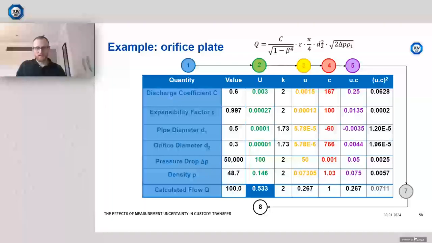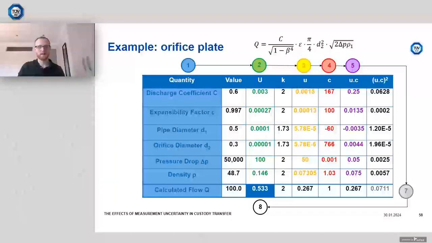And then the next stage is to combine them using what's called the root sum squared method. So the way this works is that it essentially takes credit for the fact that the uncertainties may be at different points of the distribution. One uncertainty may be at the top of the distribution and increase the calculated flow, and the other may be at the lower end and result in a decreased calculated flow.